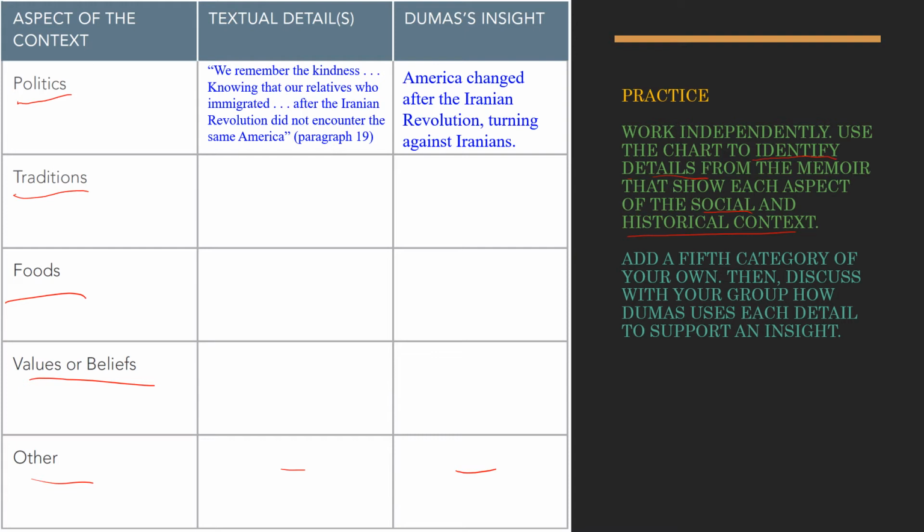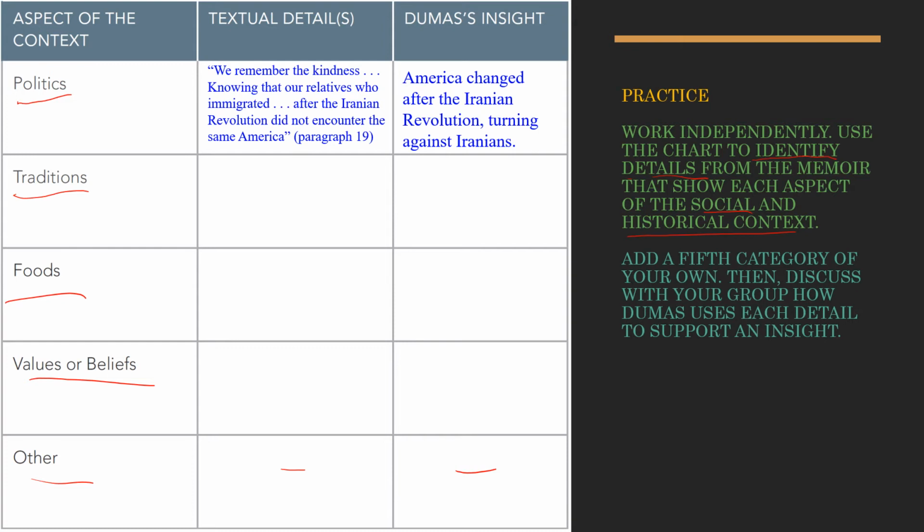Guys, it is very important that you read the memoir first before you watch this lecture, this video, so that you can make connections and so that you can make more sense of what we are doing here. So those details, the support, we find them in this aspect, the aspect of politics. In this memoir, there is the aspect of politics, and those are the details. And here we write the insight of Duma. This one you get from the text. This one you should elicit by yourself.